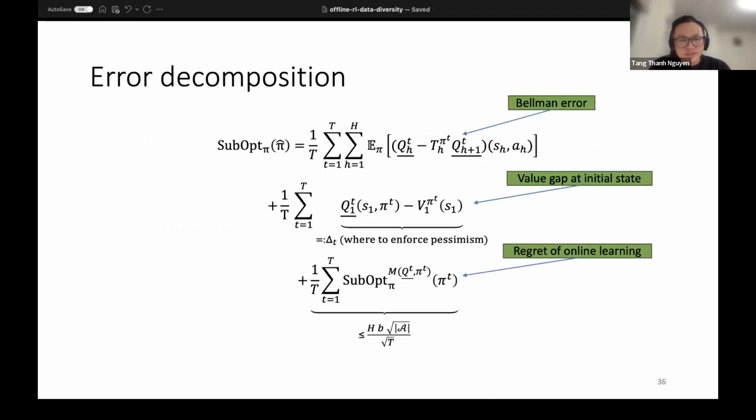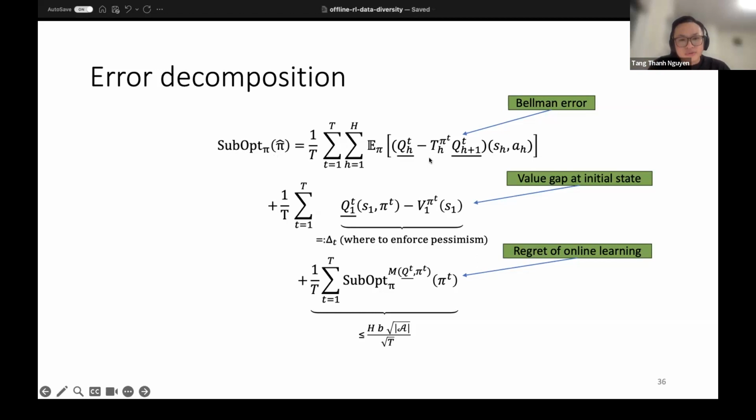Okay, let's get started with the very first step, which is the proper error decomposition. We care about the suboptimality of the pi hat and the comparative policy pi. Basically, we can decompose this suboptimality into three components.